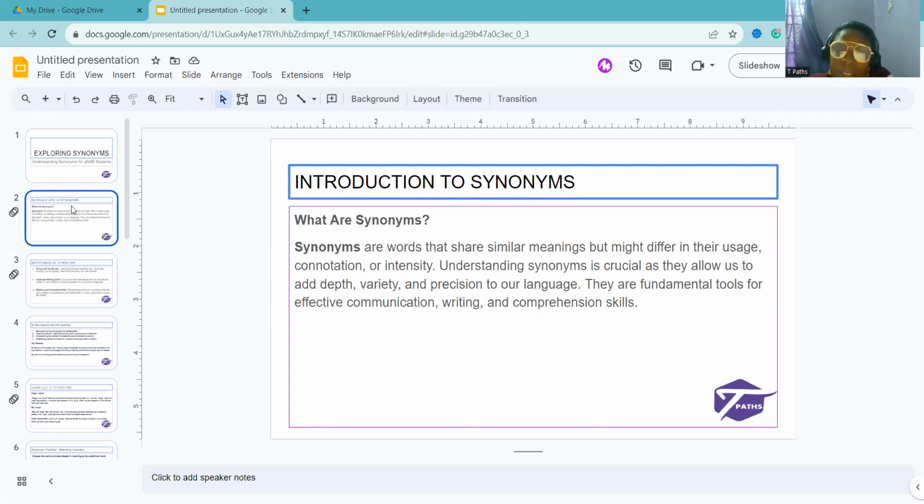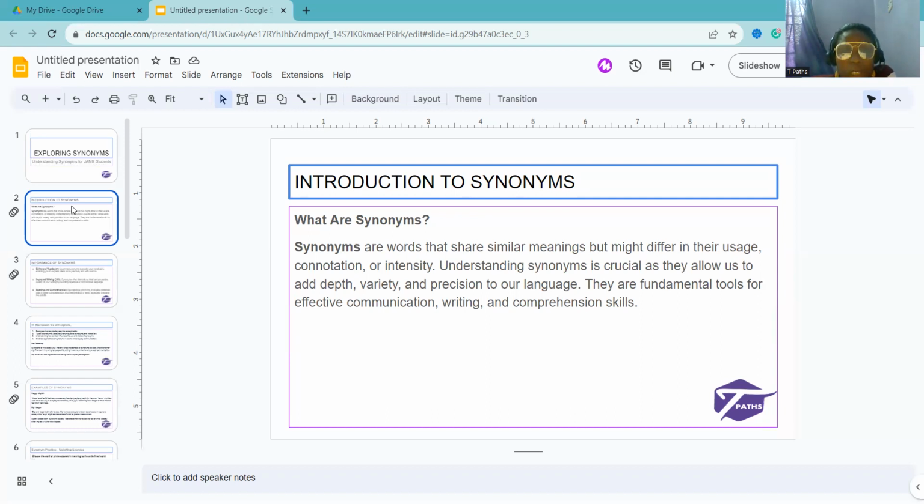Synonyms are words that share similar meanings, but might differ in their usage, connotation, or intensity. Understanding synonyms is crucial as they allow us to add depth, variety, and precision to our language. They are fundamental tools for effective communication, writing, and comprehension skills. Yeah, so synonyms is highly important in all the four spheres of English, that is in vocabulary expansion, grammar, comprehension, and all that. Yeah, you need synonyms.